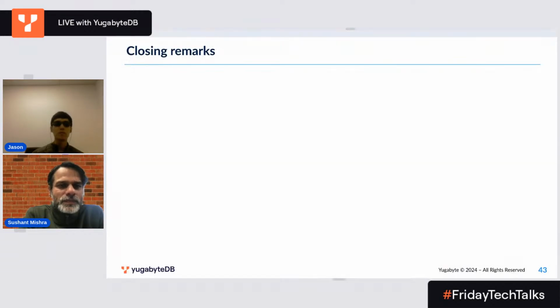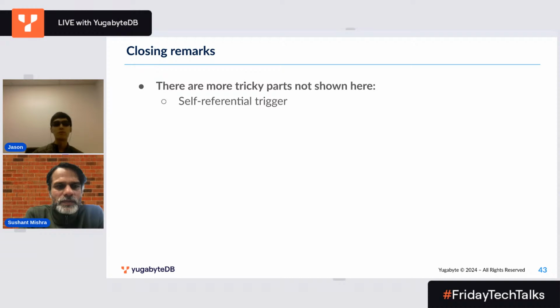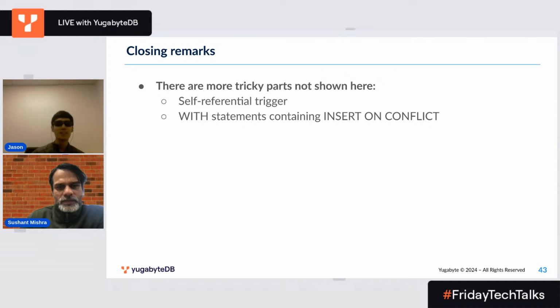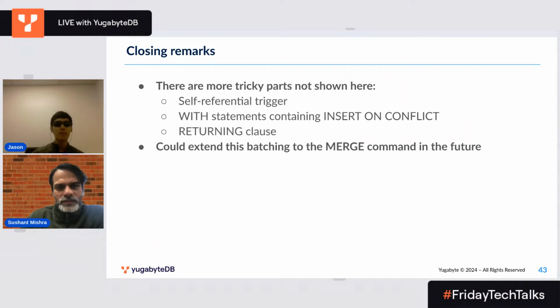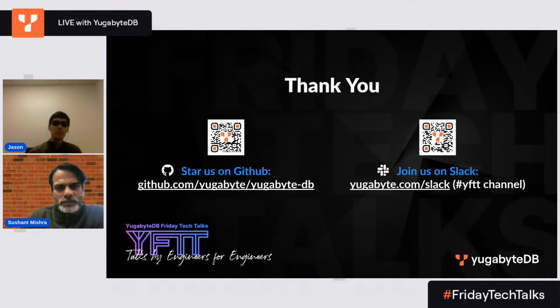Okay, just quickly finishing off. There are more tricky parts that are not shown here, such as self-referential triggers, and WITH statements that contain an insert on conflict, and both of them at the same time. That just makes it really complicated. The returning clause is also kind of tricky. And we could possibly extend this batching to the merge command in the future, is what we're thinking. That's it. Thank you for joining us.